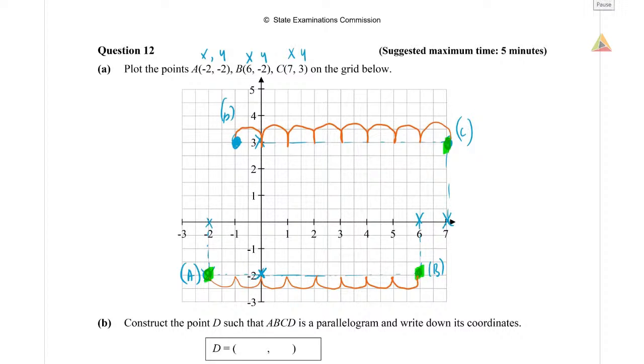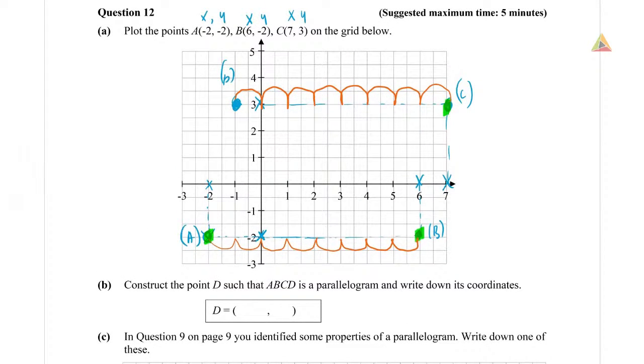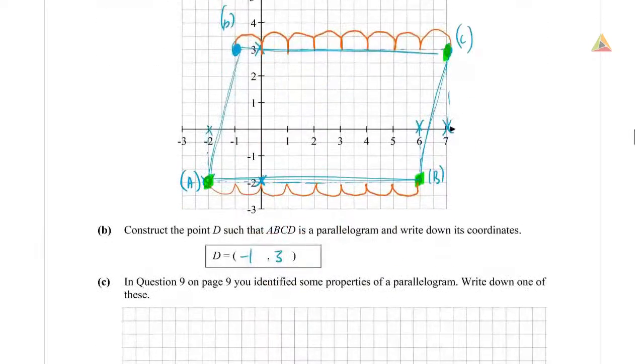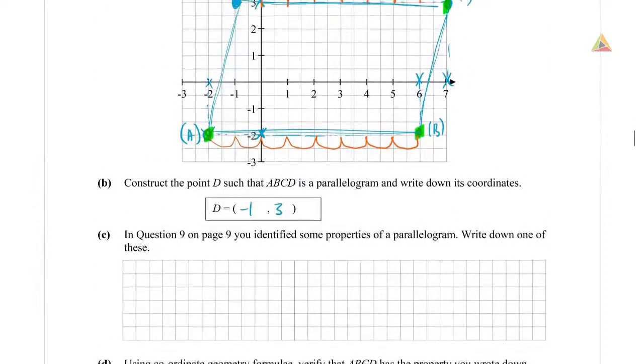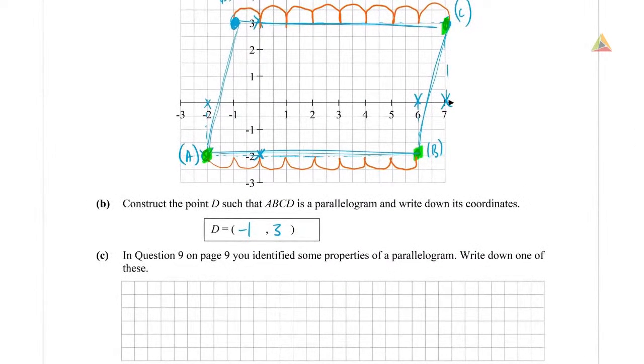And it says to construct it such that it's a parallelogram. So you join up your points. Now you'd obviously use a ruler for this. And there's your parallelogram forming. Okay, so the coordinates of D is (-1, 3). Now in question 9 on page 9, you identify some properties of a parallelogram. Write down one of these. Now we didn't do question 9, but we do know some properties of a parallelogram.